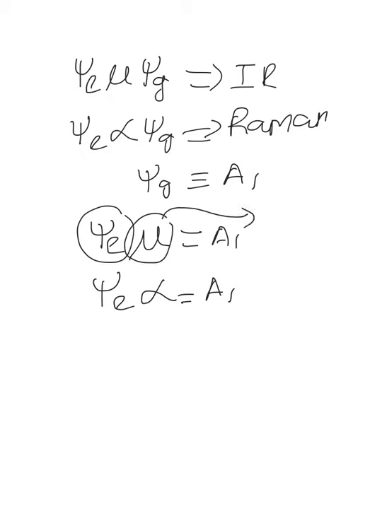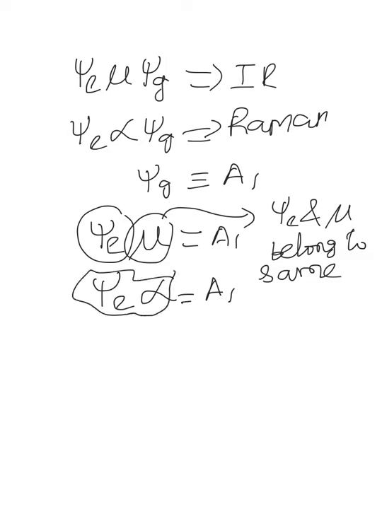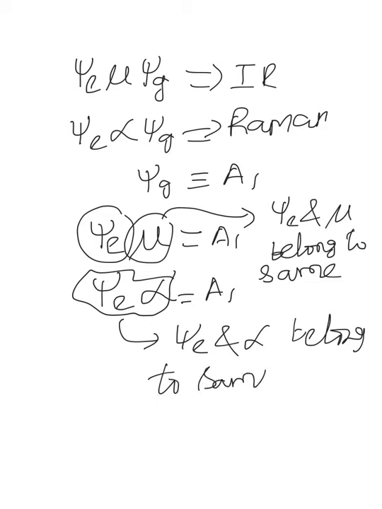In order for this to be A1, both mu and psi E must be of the same symmetry. That is, both psi E and mu belong to the same irreducible representation. If one is B1, the other should also be B1. If one is B2, the other should also be B2. Similarly, in the case of polarizability, both psi E and alpha must belong to the same irreducible representation.